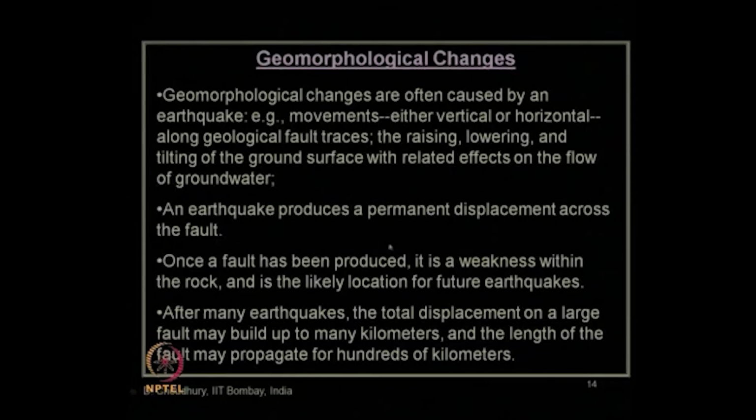An earthquake produces a permanent displacement across the fault, which we have learned in the previous lecture. And once a fault has been produced, it remains as a weakness within the rock forever, that in no way one can remove that weakness in that rock. So, those are the points where future earthquakes can occur, and after many earthquakes, the total displacement on a large fault may build up to many kilometers. That may be the length of a fault, and the length of the fault goes hundreds of kilometers. So, width and length of the fault.